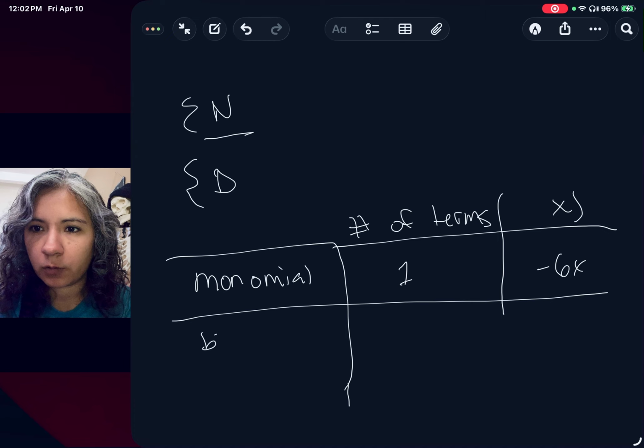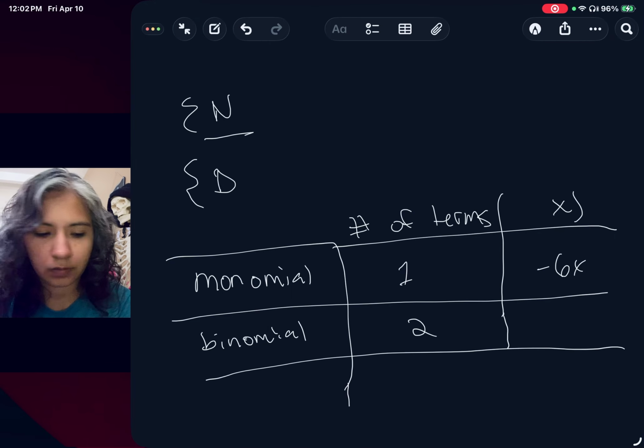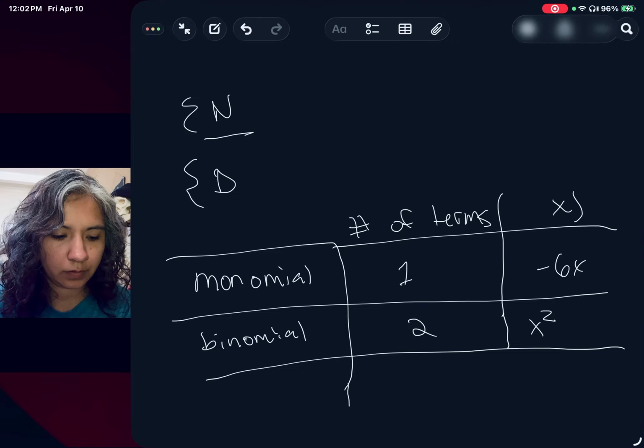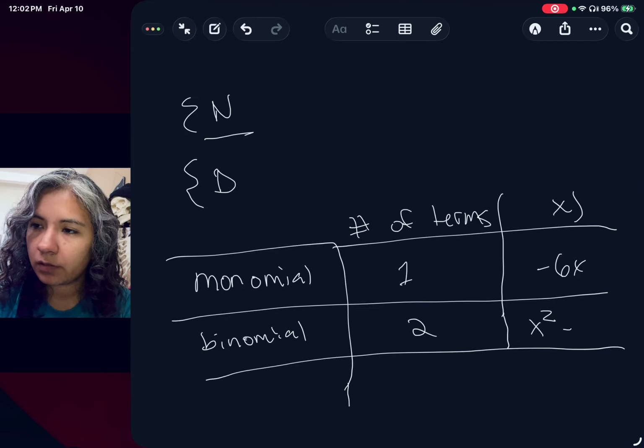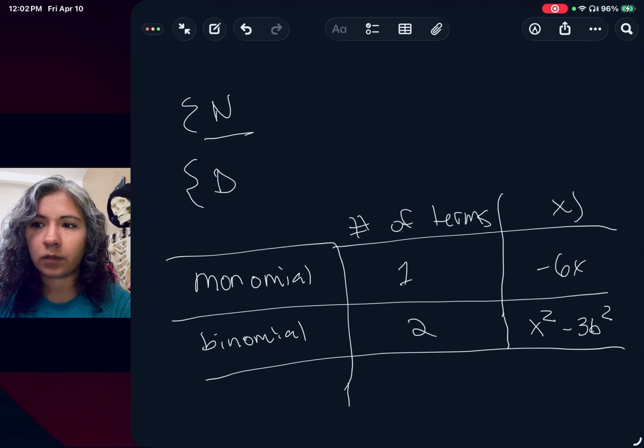A binomial has two terms, right? And so we can do x squared minus 3b squared. So a binomial, this equation has two terms.